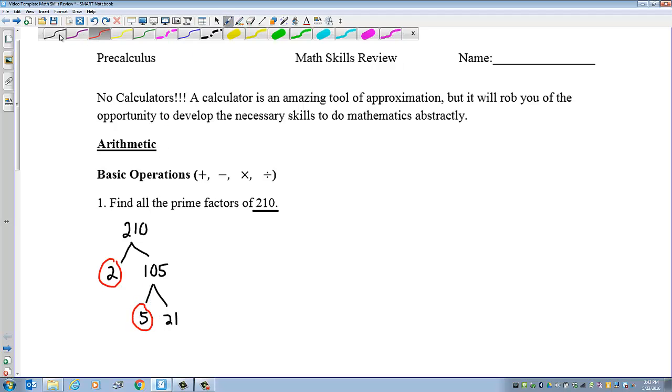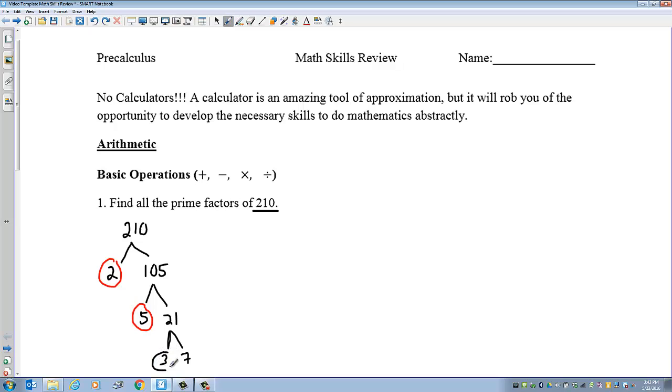And then if you look at 21, we know 21 is 3 times 7, and both 3 and 7 are prime. So those are our last two prime factors. So the prime factors of 210 are 2, 3, 5, and 7.